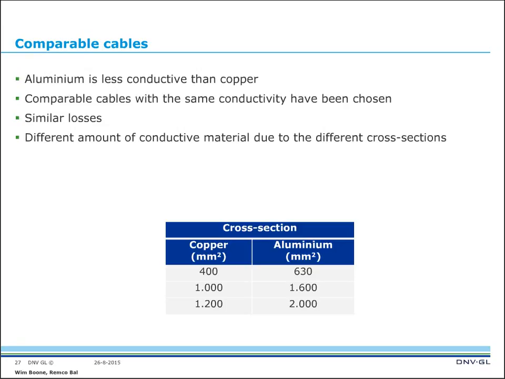So the cables that we want to compare: if you want to compare a copper and an aluminum cable, the cross section should be different because, as Wim said, the conductivity is different. Copper is a better conductive material than aluminum. So what we usually do is, if we have a 400 square millimeter cross section for copper, you compare it with 630 for aluminum, and 1,600, and then 1,200 and 2,000. This gives similar losses, not exactly the same, but similar, and this is a way to compare cables.